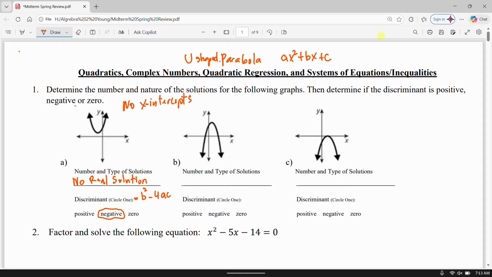There are two x-intercepts. When there are two x-intercepts, you're going to have two real solutions, and the discriminant is going to be positive. Now you only have one x-intercept. When there's one x-intercept, you're going to have one real solution, so the discriminant is going to be zero.